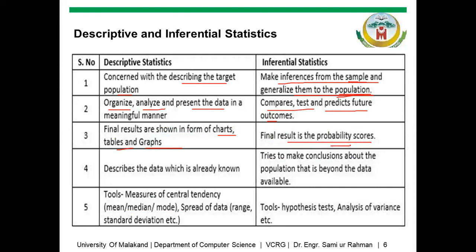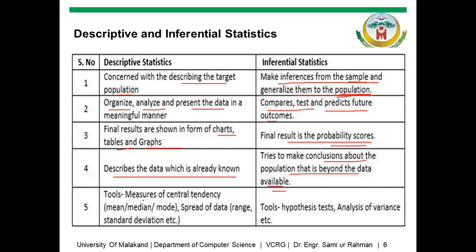So what does probability score mean? Probability scores mean the probability for a given situation to occur. For example, we talk about forecast. What is the probability of rain, or what is the probability of starvation, or what is the probability of any situation? Okay, so in descriptive statistics, we describe the data which is already known, and in inferential statistics we try to make conclusions about the population that are beyond the data available. Okay, so again, this is prediction or guessing.